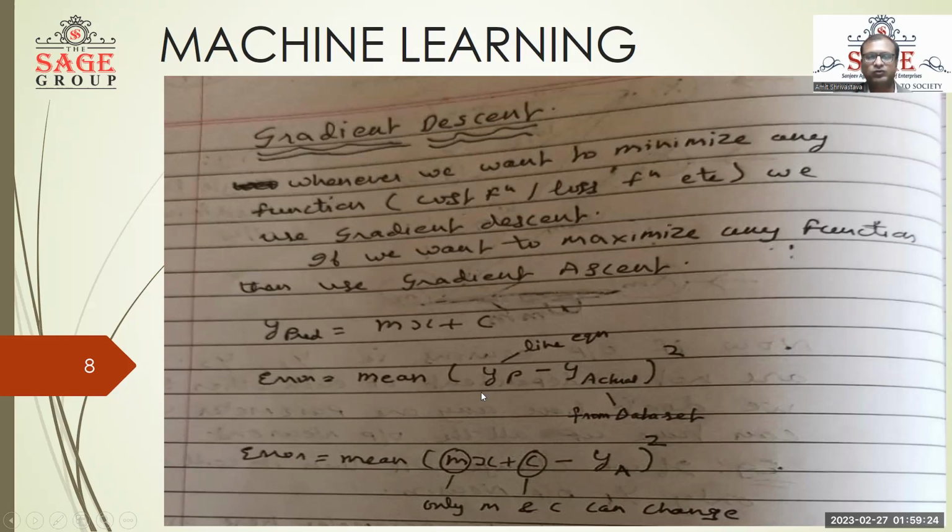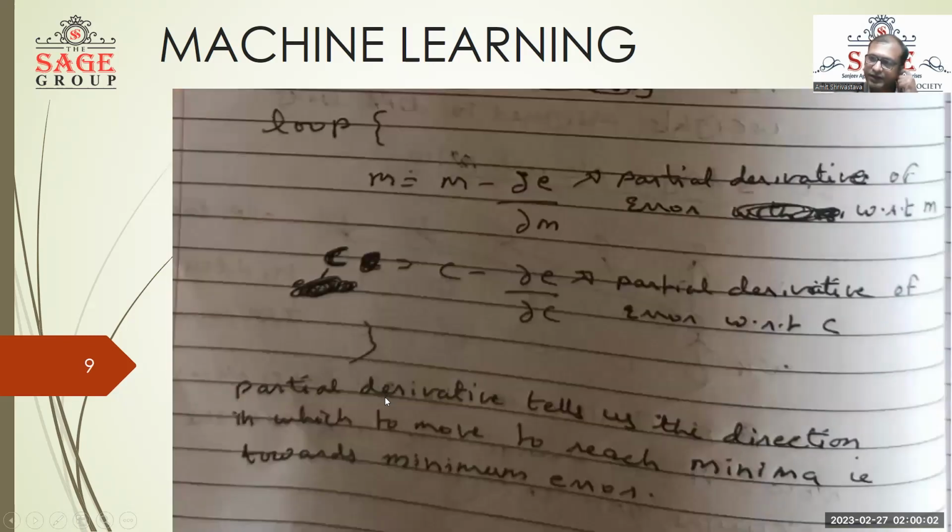So now the error becomes like this. The y prediction can be replaced by mx plus c. So (mx plus c minus y actual) the whole square. Now here, this y actual is coming from the data set. X is also coming from the data set. So these are not changeable. The only changeable things are m and c. And if this m and c can be changed in such a manner that after every change, this error is reduced, then we can increase our accuracy. So this is what is done in the gradient descent principle.